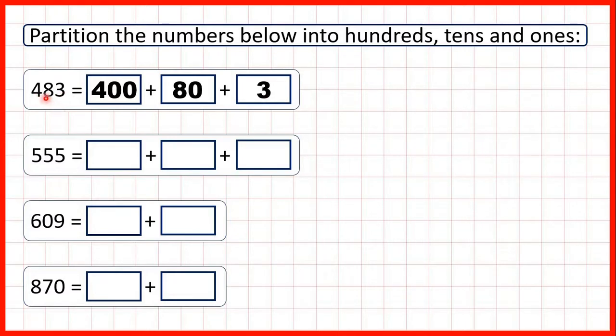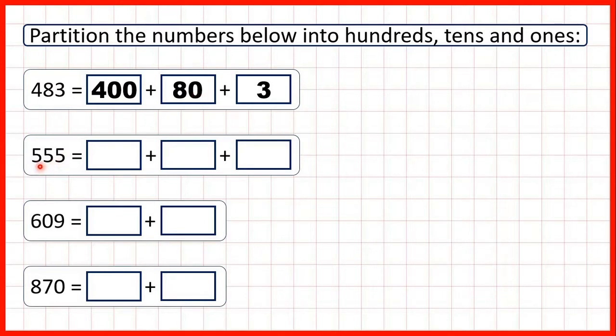Also notice that after the 4 in this number, we have 2 digits. So when we partition, after the 4, we have 2 zeros. After the 8 in our number, we have 1 digit. So when we partition, after the 8, we have 1 zero.